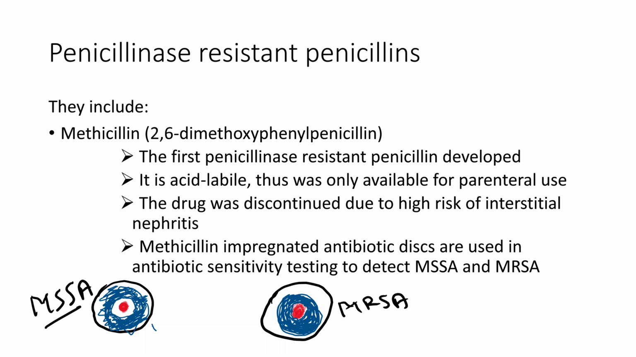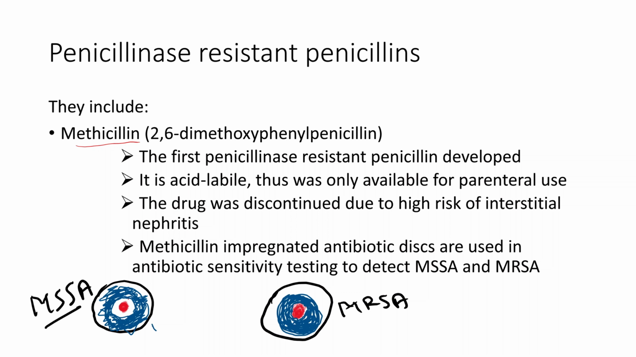So penicillinase resistant penicillins. The first one we started to use was methicillin, but methicillin produced a lot of side effects, especially interstitial nephritis. So we stopped methicillin. We don't use methicillin as a drug. We use it for antibiotic sensitivity testing to identify methicillin resistant Staph aureus from methicillin susceptible Staph aureus.